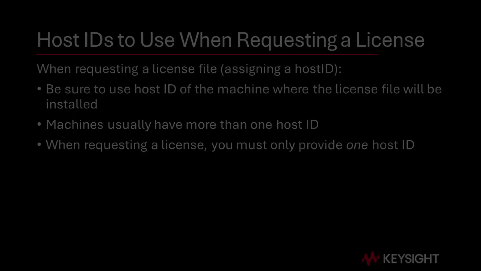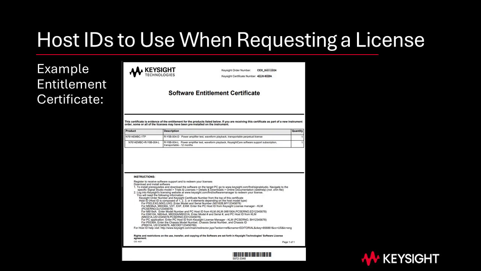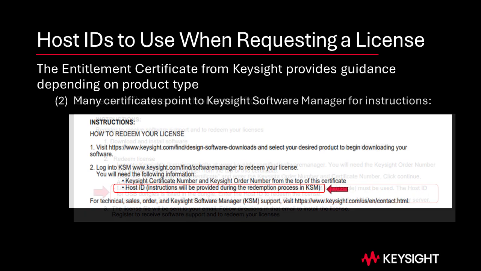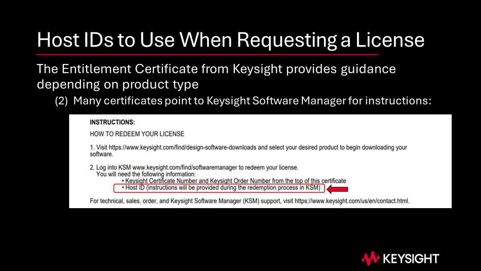The entitlement certificate you received from Keysight can contain licensing directions which, depending on product, specify the type of host ID that is appropriate for the software you purchased. Or it may point you to Keysight Software Manager, KSM, for guidance on appropriate host ID types when you request a license.